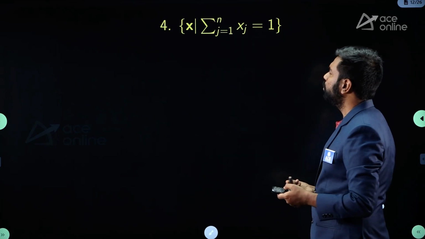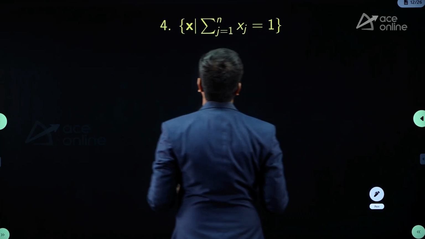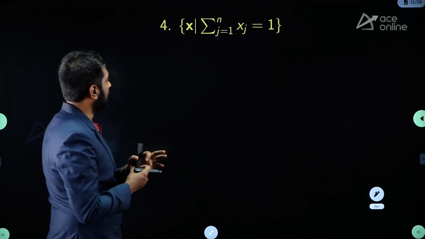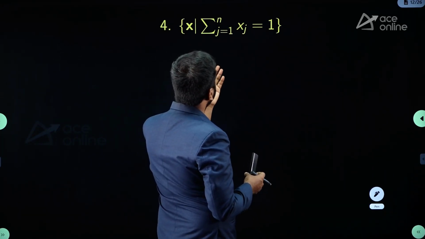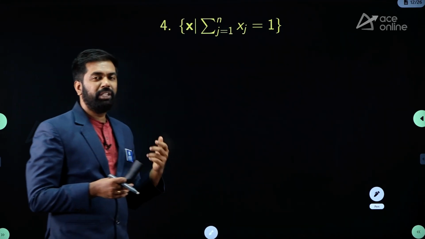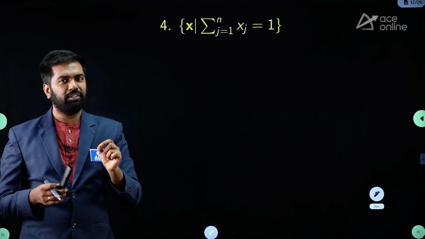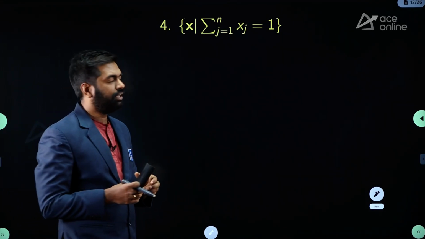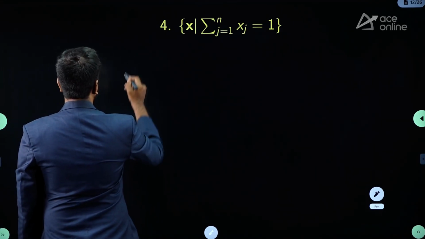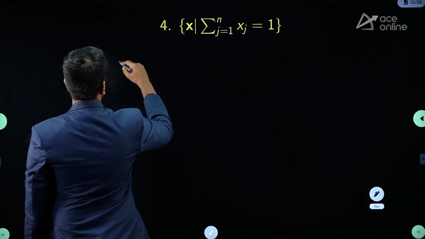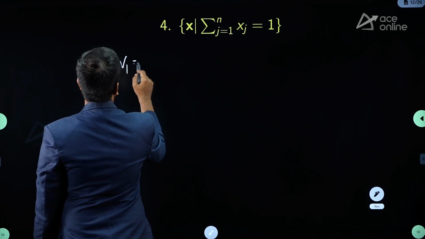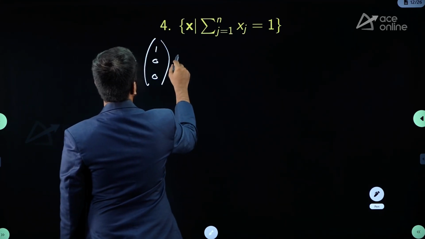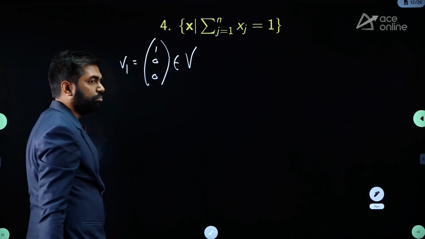Let's try a few more problems. Here, what are they saying? It is again containing some set of vectors such that summation j from 1 to n of xj is 1. Meaning when you add all the components, that answer must be 1. Only such vectors are present in the given set. Let me try some examples here. Let's say V1 is 1, 0, 0. Will this belong to V? Of course, this belongs to V.